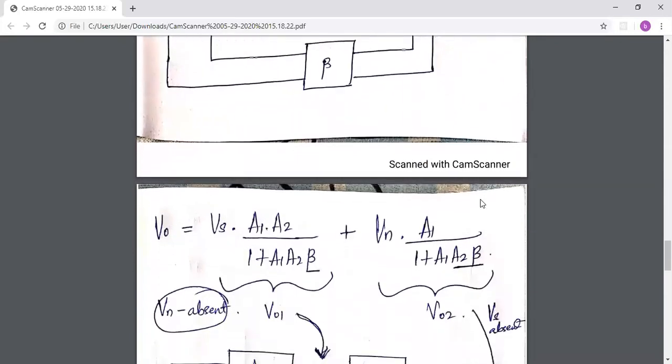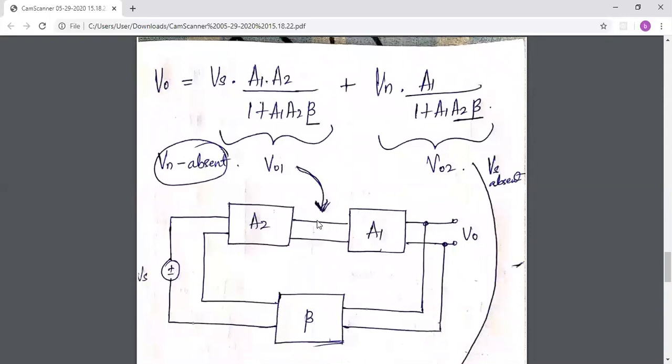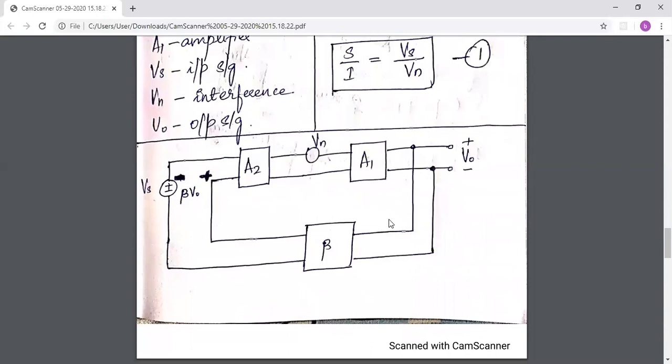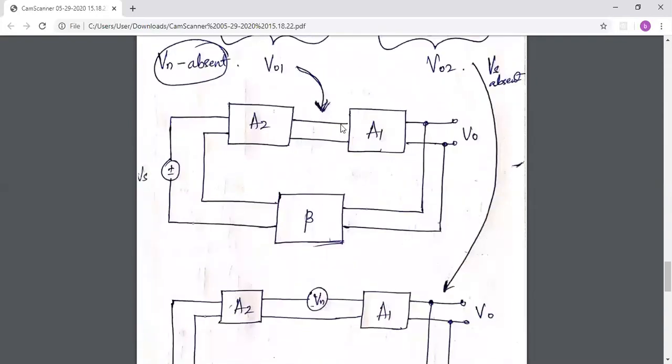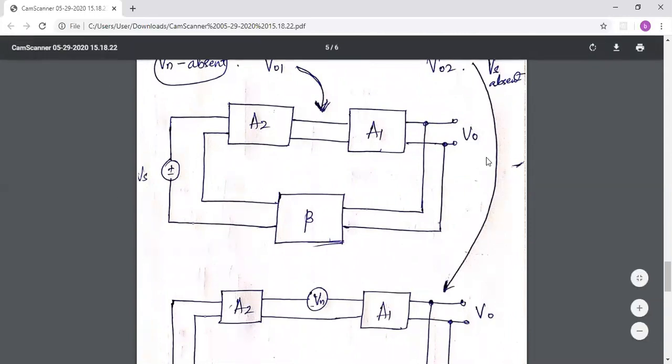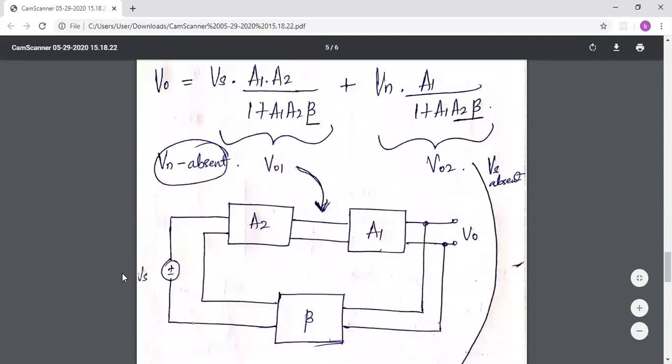First, I'll consider Vs alone and not consider Vn. So this circuit will get modified as shown. See here, Vn is not present, meaning interference is not present here. So the output voltage of this circuitry is Vs into the gain of the amplifiers. These are in series, so it will be A1 into A2 divided by 1 plus gain into the feedback gain, isn't it? So 1 plus gain here is A1 into A2, into the feedback gain beta. So this is the output voltage of this circuitry.